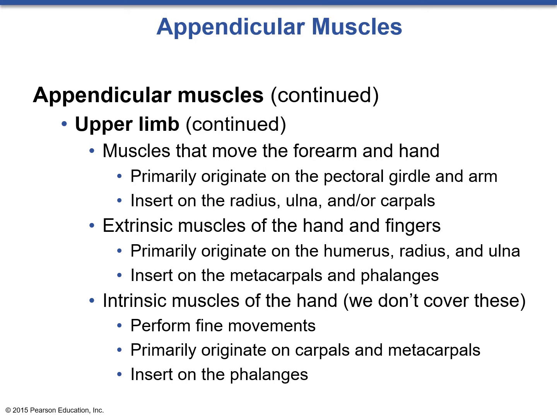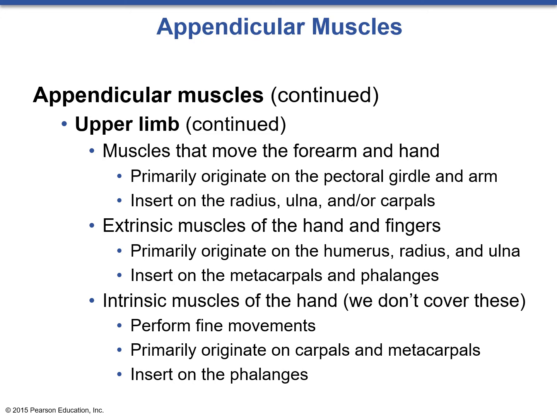Moving down the upper limb, we're going to talk about muscles that move the forearm and hand. Here, these are going to originate on the pectoral girdle and on the arm, and then work their way down to the radius, ulna, and carpals. And then there are the extrinsic muscles of the hands and fingers. These are going to originate on the humerus, radius, and ulna, and then insert directly onto the metacarpals of the palm and to the phalanges or fingers.